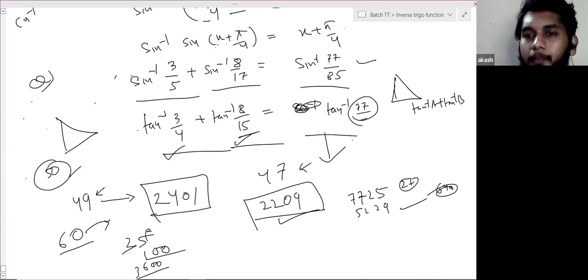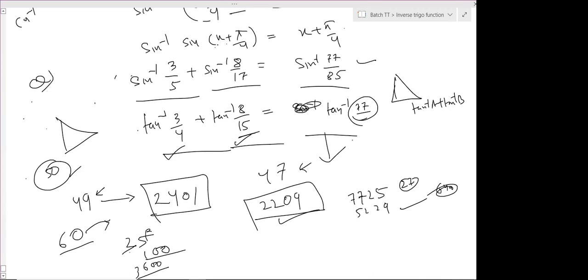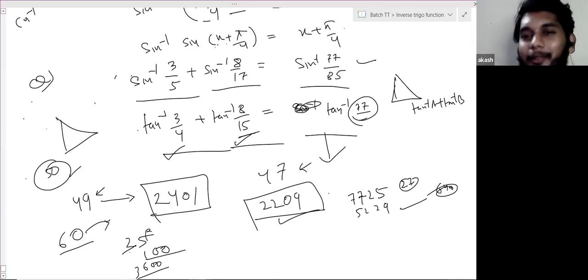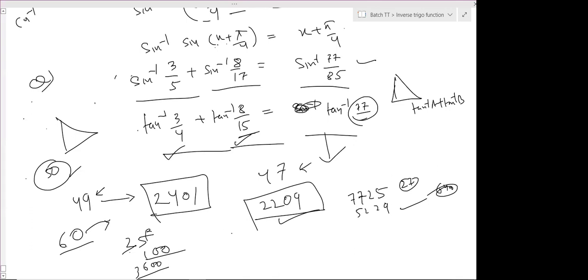Yes or no? Yes, sir. I can't find the root. You can't find the root of this answer, because the number is 2496.